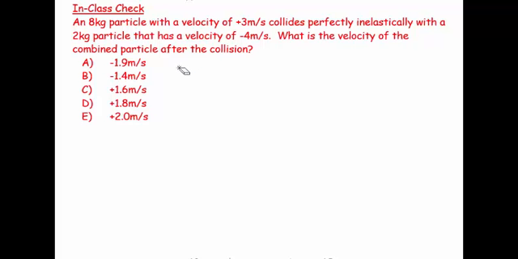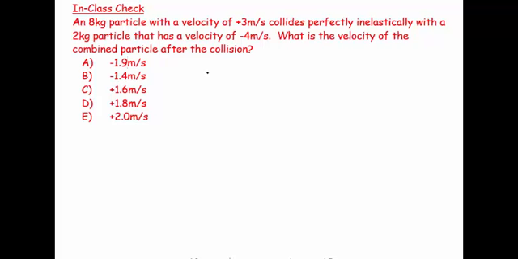Welcome. This question says an 8 kilogram particle with a velocity of plus 3 meters per second collides perfectly inelastically with a 2 kilogram particle that has a velocity of minus 4 meters per second. And what is the velocity of the combined particle after the collision? Perfectly inelastic collisions occur when the two masses combine, they enmesh each other after the collision.